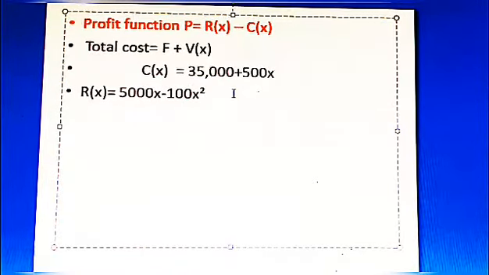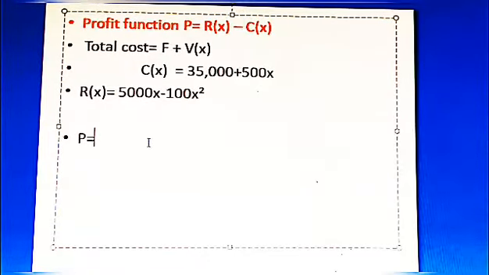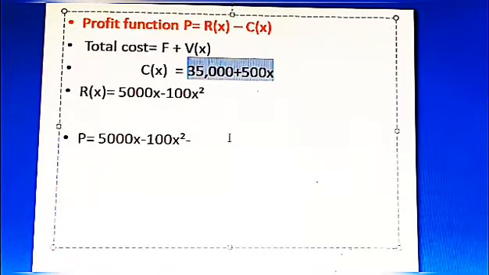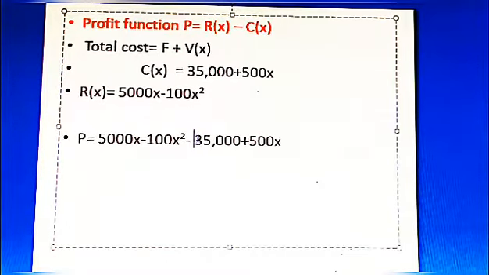So what we have to find? We have to find the profit function. So P, I'm just substituting in the formula. So R of X minus C of X. What is your R of X? This is your R of X, right? 5,000x minus 100x square. Correct. Okay, minus. Okay, and what is your C of X? C of X is this. Correct, friends? So I will put it in a bracket, because when you remove the bracket, the sign will change. So be careful. So this is your total cost.